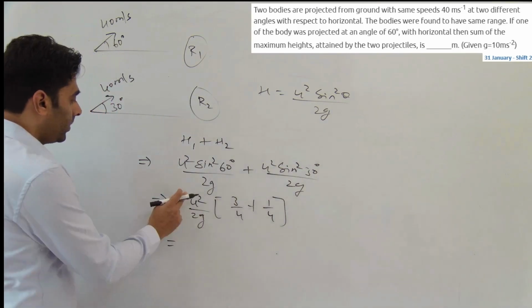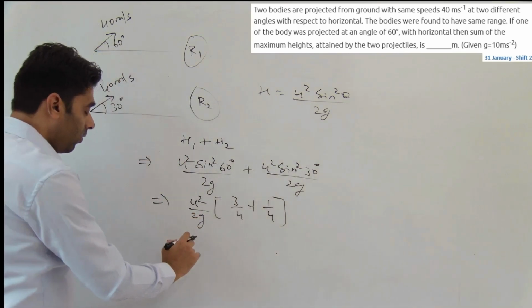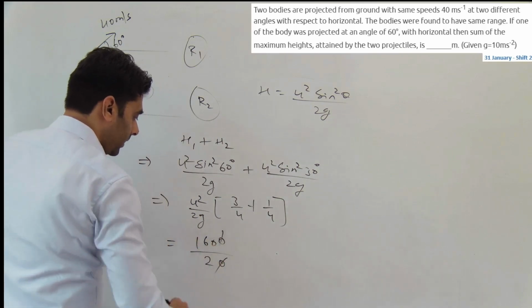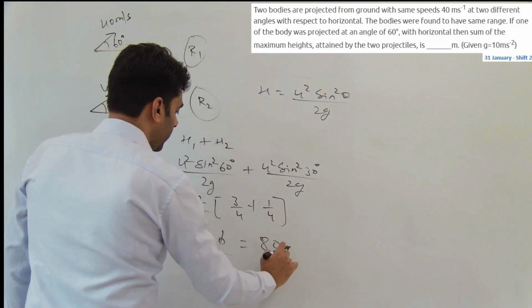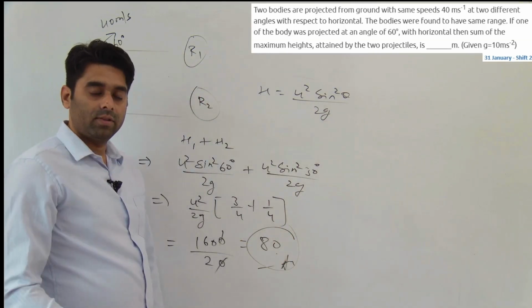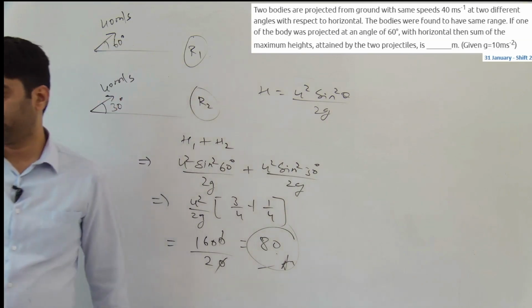Over here u square by 2g finally, so u is 40, 40 square 1600 by 20 cancels out. Our answer is 80. So the summation of the height value is 80. Now this is our answer. Fine, let's look at next question.